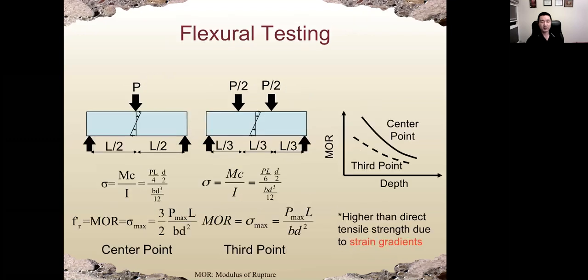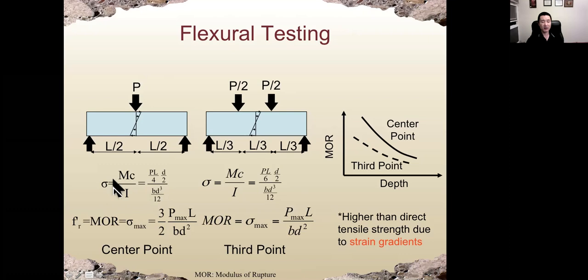For flexure testing, we could have either the center point loading, where we have two supports at the two ends and a load in the middle span, or we could have the so-called third point loading. Again, we have two supports at the two ends, and we have half P and half P at the one-third points.